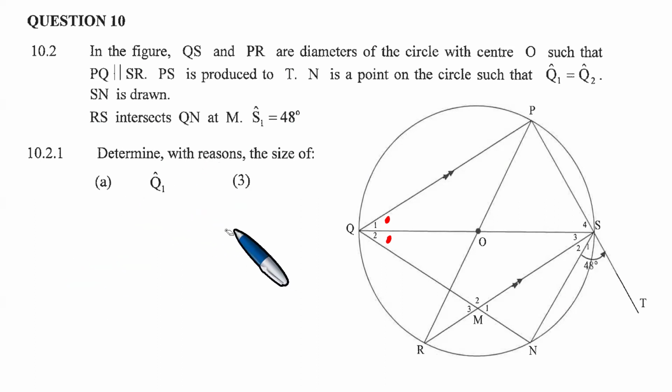Determine the size of angle Q1. We want to find the size of the angle Q1. I know that it is very straightforward, and somebody can find that with ease. So first things first, we are able to see something very important here. We know that angle Q1 equals angle Q2. Why? Because it was given.